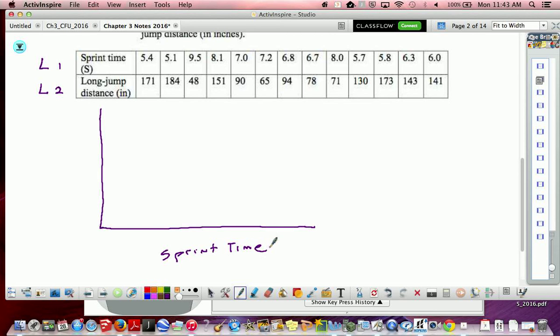And here we'll have long jump distance. So notice how I'm labeling my x and y axis. Now if I look at my sprint times, my lowest or fastest sprinter looks like about 5.1 seconds. The slowest was 9.5. So one of the things I can do when graphing this is I can do what we can call breaks in our graph.